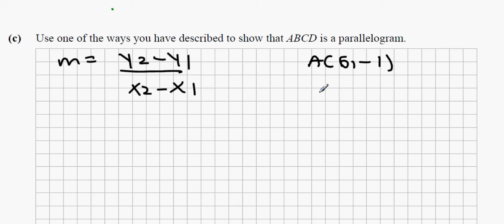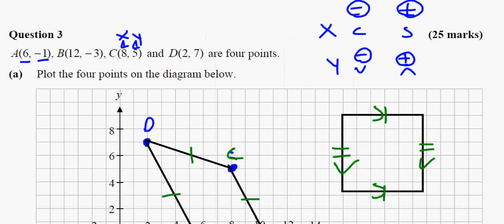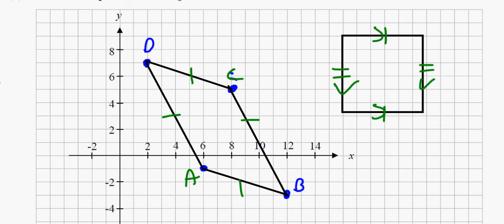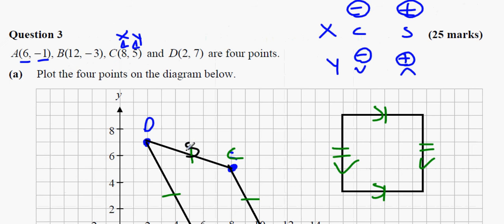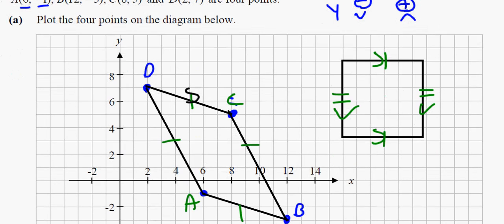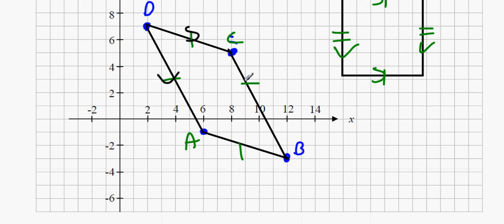I'm going to show that the slope of AD equals the slope of BC. And the other I'm looking to show is that DC equals AB.